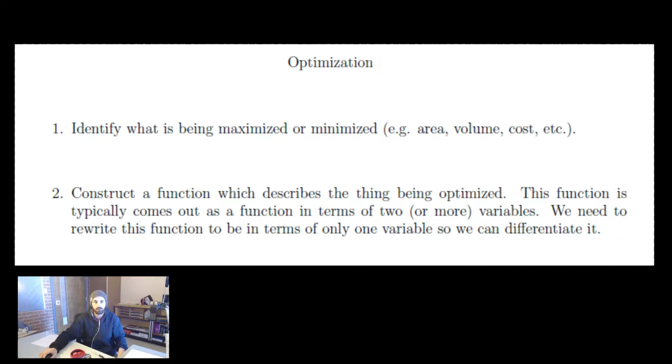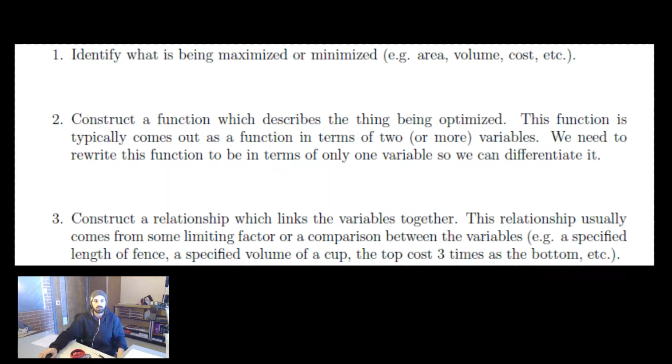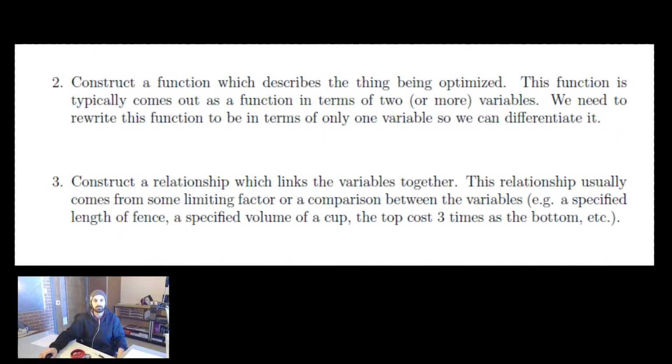After you've identified what you want to optimize, we need to construct a function that describes what we need to optimize. The function typically, when you first construct it, will have more than one variable. So once we have the function that describes the element that we want to optimize, we need to condense down the number of variables we see. Which brings us to step 3, construct a relationship which links the variables together.